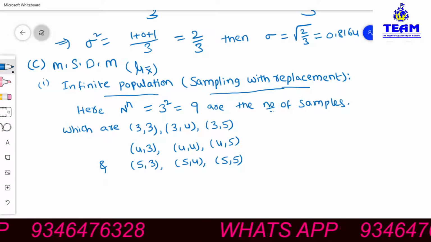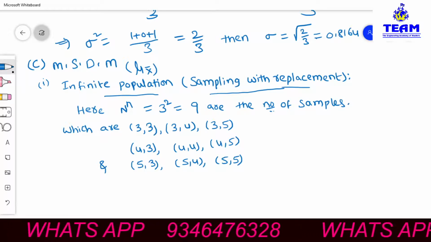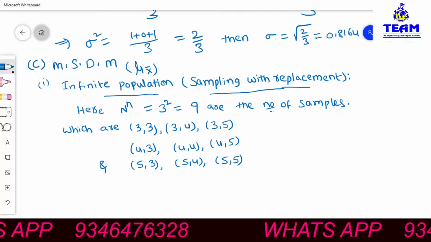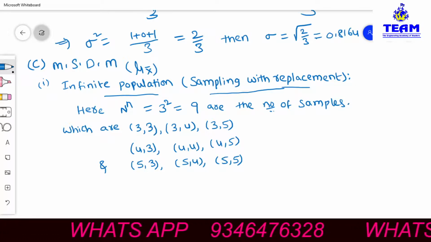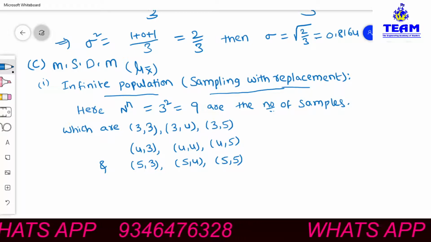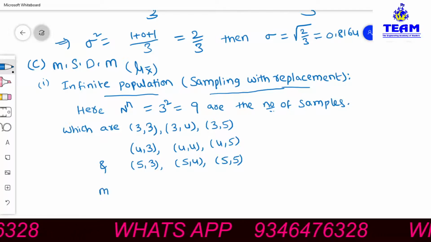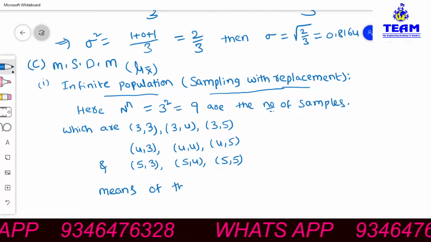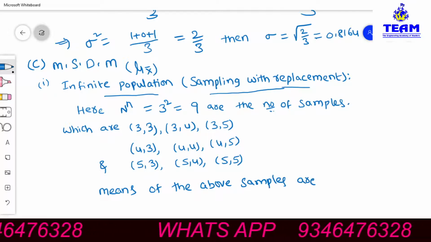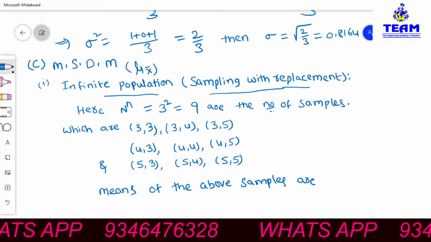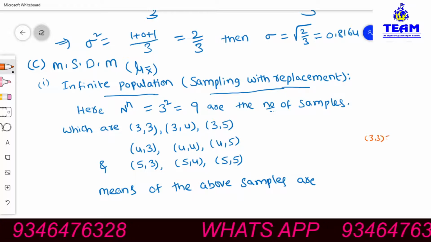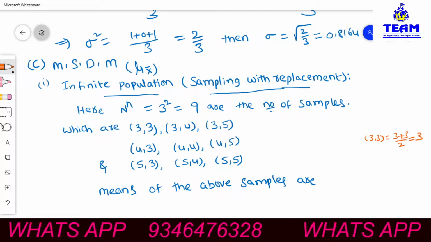Now, first of all, we have to compute all the sample means. That is called the sampling distribution of means. How do you calculate each sample mean? Suppose I am taking the first sample, that is 3 and 3. Its mean is (3 plus 3) by 2, which is 6 by 2, nothing but 3.